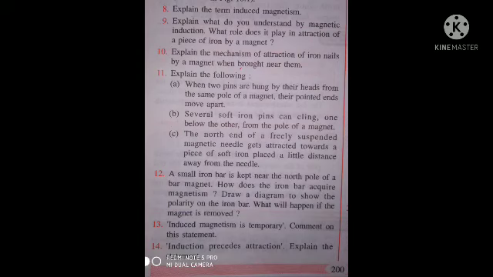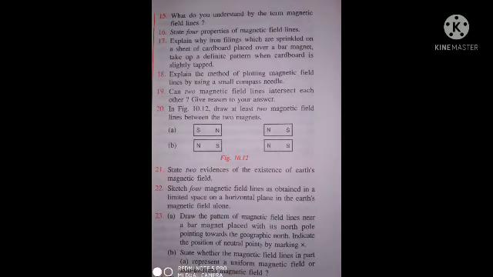Question number 15. What do you understand by the term magnetic field lines? A magnetic field line is a continuous curve of a magnetic field such that the tangent at any point of it gives the direction of the magnetic field at that point. State 4 properties of magnetic field lines. First one is they are closed and continuous curves.